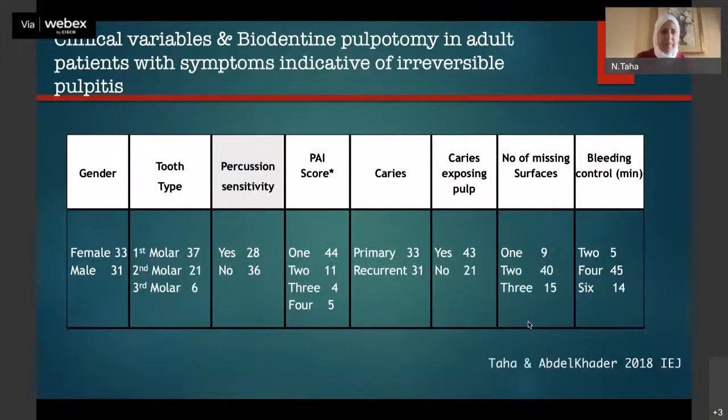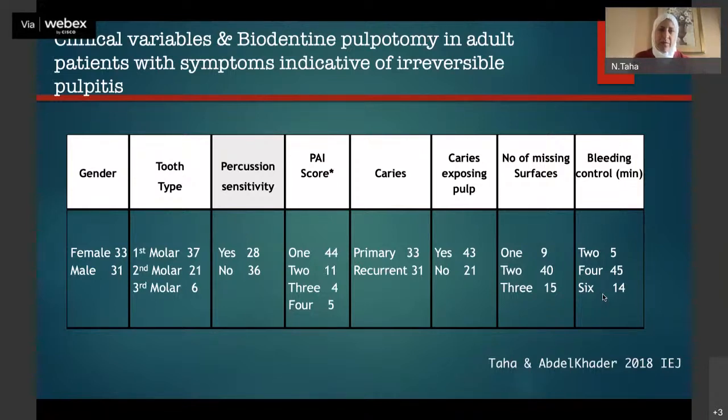In this study, we looked at variables like tooth type, percussion sensitivity, caries, whether primary or recurrent, exposing the pulp or just close to the pulp, and number of missing walls. We looked at bleeding time to see if any of these is a prognostic factor that affects the outcome, and we found no significant difference in any of these criteria.